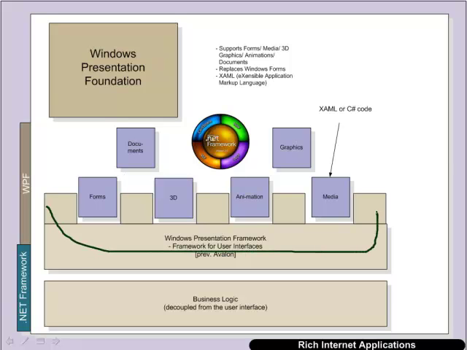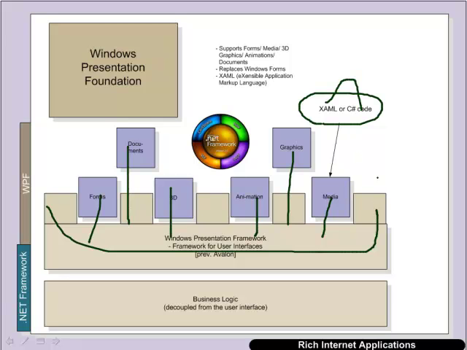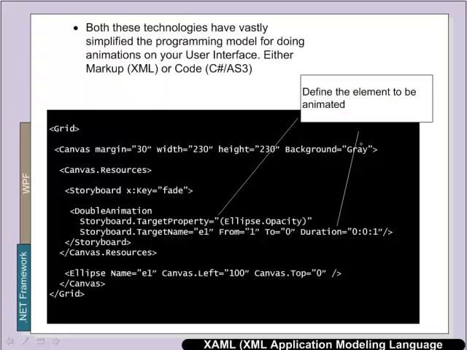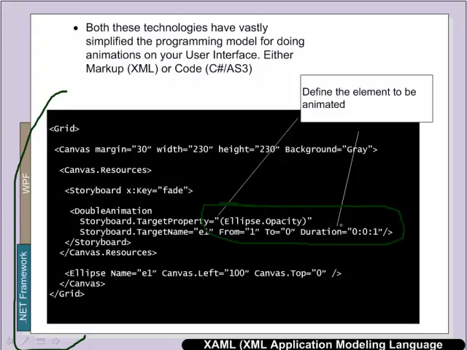So basically we have our Windows Presentation Foundation. It integrates forms, documents, 3D animation, graphics and media, and we can find it in the forms of XAML or in C# code. And basically what we have in XAML is our storyboard. It might show some animation. In this case it will change the opacity of an object from 1 to 0 in the period of 1 second. So it will disappear on the screen in 1 second. And then we can have code behind this with C# code.